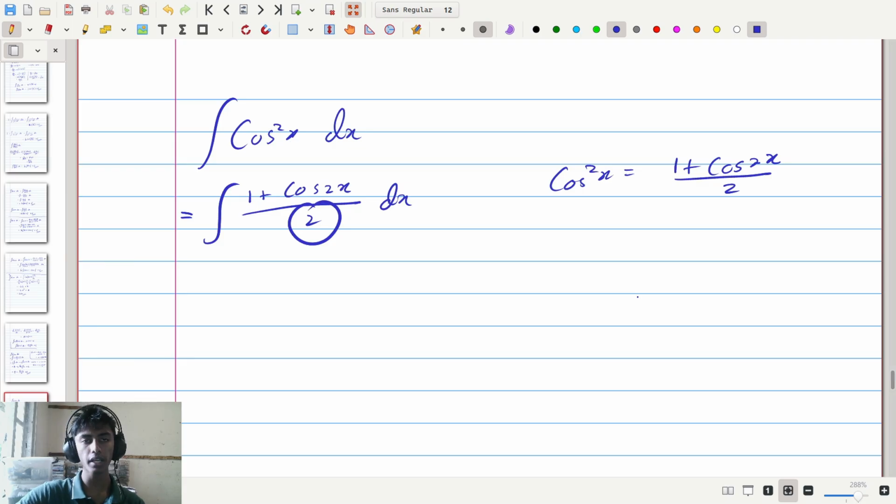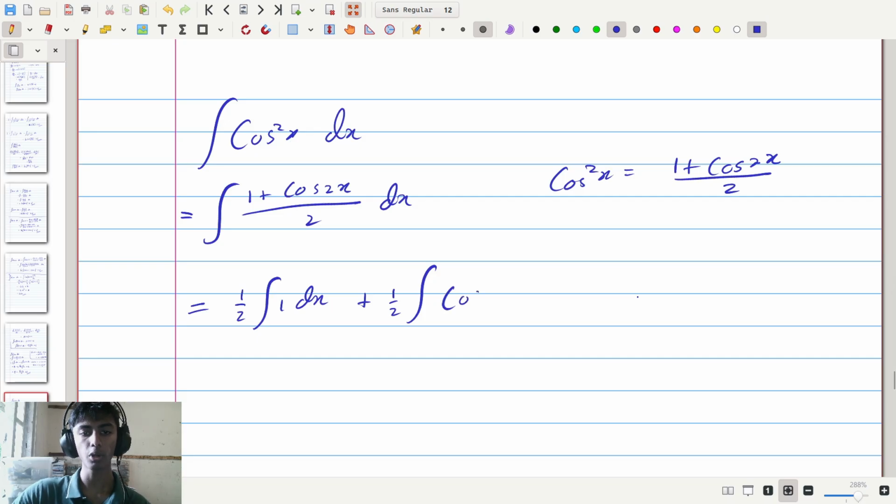Once again, we're going to take this 2 out as a constant, and we're going to split this integral into two pieces: the integral of 1 dx plus the integral of cosine 2x with respect to x, which means we're going to have half times the integral of 1 dx plus half times the integral of the cosine of 2x with respect to x. For the first bit, the integral of 1 is x, so therefore we get x divided by 2.